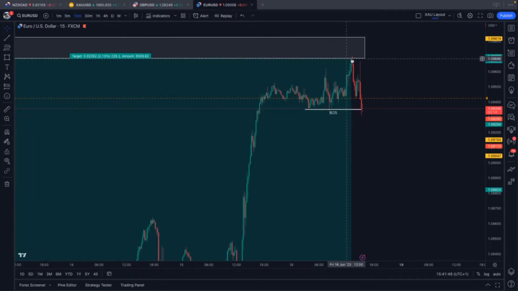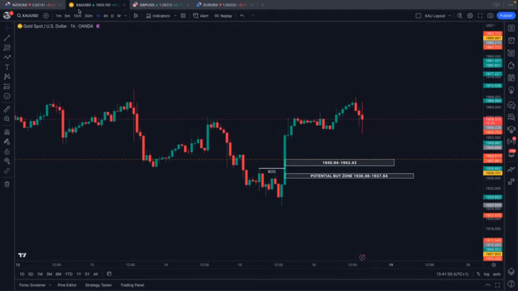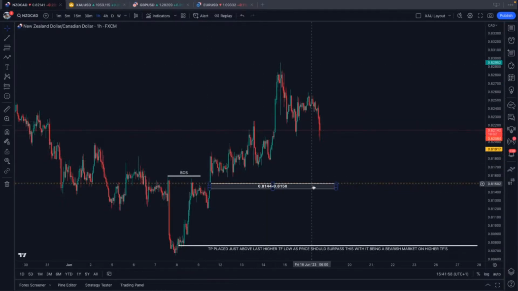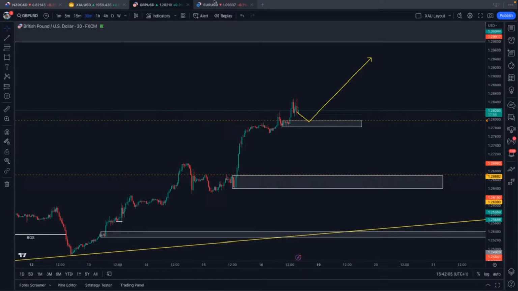A lot of people may have placed shorts already from this supply zone, which is fine. However, I like to get a refined entry on my position, so I'll be waiting. So we'll look at these other ones. We're just waiting for price to pull back and dig into these demand zones, grab that demand, and then trade price higher with these other markets.